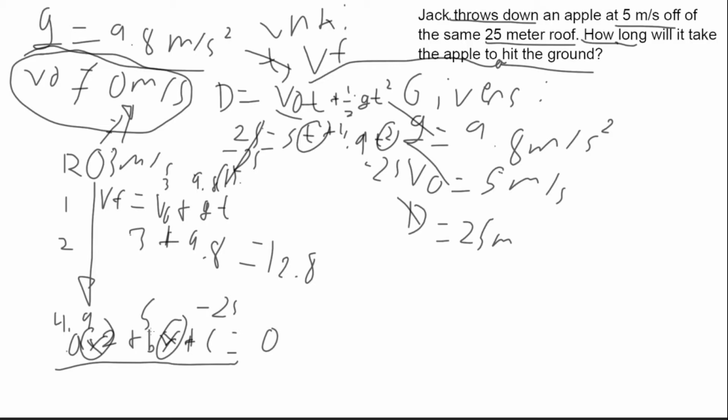So there are our values. Our a value is 4.9, our b value is 5, and our c value is negative 25. So we could just do that. So 0 equals 4.9t squared, plus 5t minus 25. And there we go. So now that we have all of our data in standard form, we can start actually doing some real quadratics. So we'll have t here.